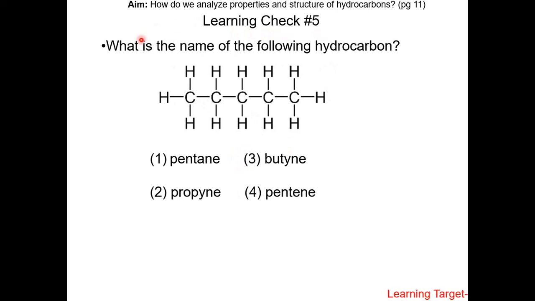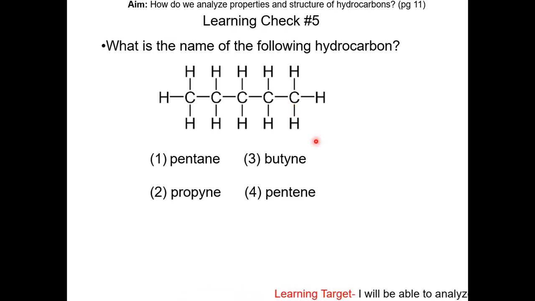Learning check number 5. What is the name of the following hydrocarbon? Pause the video, resume as completed. The first step is to figure out what type of hydrocarbon this is. Since there's only carbon-carbon single bonds, it is an alkane, so the suffix will be ane.